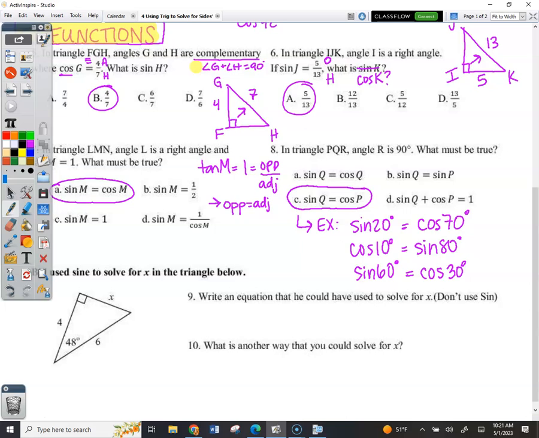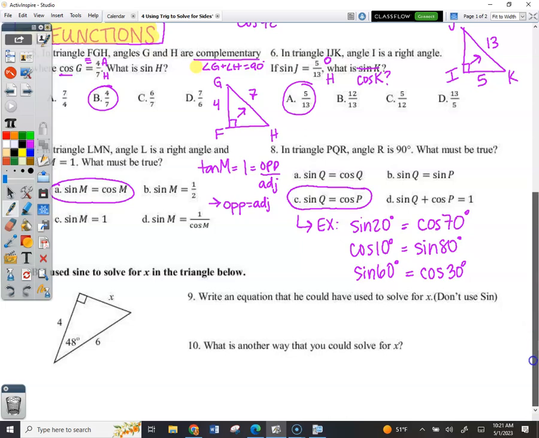Notice which one's not used at all. Which trig function is not mentioned? Tangent. So that's the takeaway. If I ever gave you a question that said, what trig function is equal to sine 20, and I didn't give you a picture or anything else, I'm looking for you to say cosine 70. Okay?